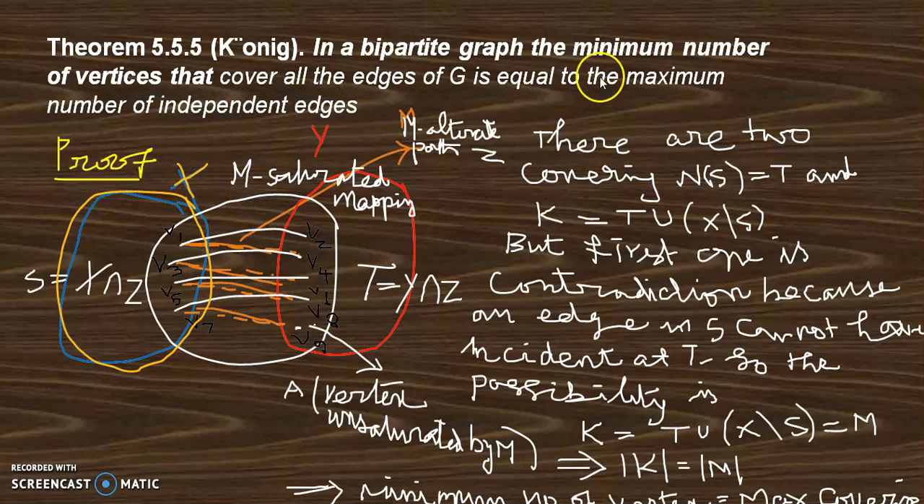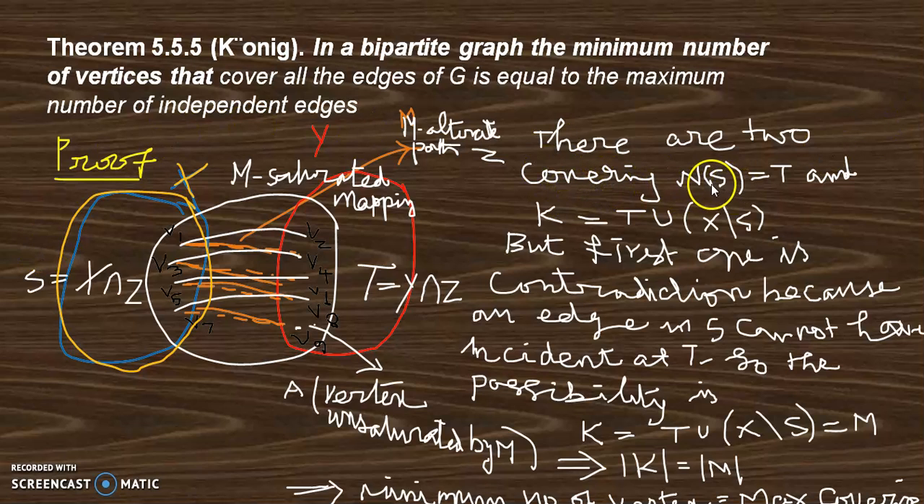Now it is a bipartite graph, so I am dividing the whole graph into two sets, X and Y, such that X consists of one set of vertices and Y consists of another set of vertices, such that the initial ends of the edges are in the first set and the final ends are in the second set. Now I am taking one vertex which is unsaturated by M, that is, that vertex is not covered by this matching. So I am assuming this particular picture.